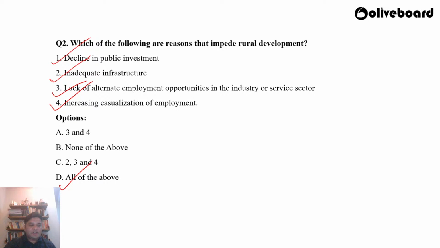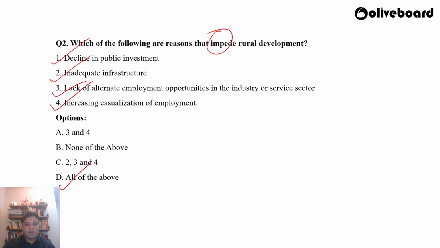I'll wait for about 10 seconds for you to give the answer. Which of the following are the reasons that impede? Impede means prevent. Are the reasons that prevent rural development in India: decline in public investment, inadequate infrastructure, lack of alternate employment opportunities in the industrial service sector. Fourth, increasing casualization of employment.